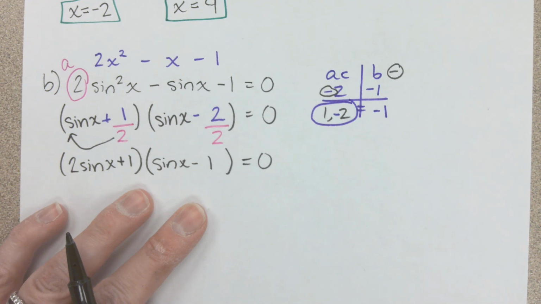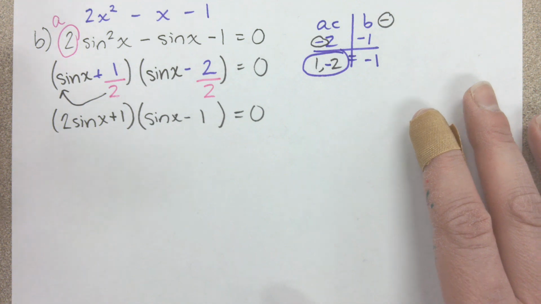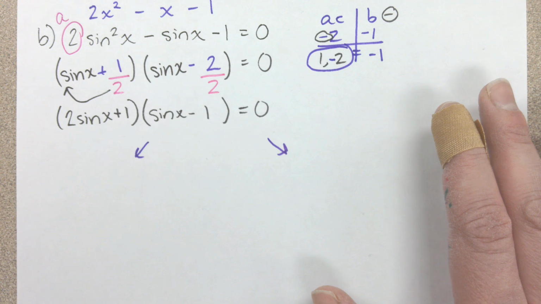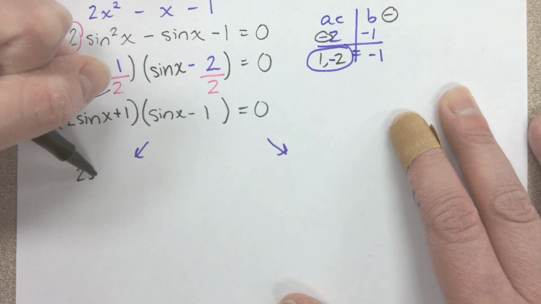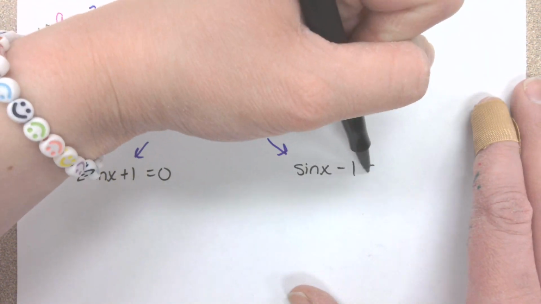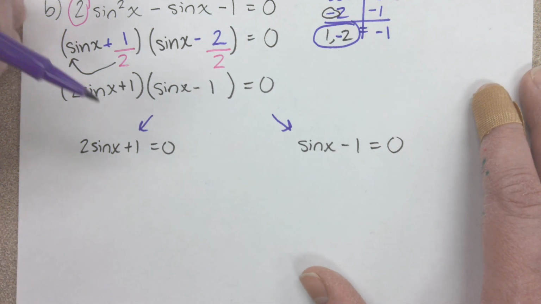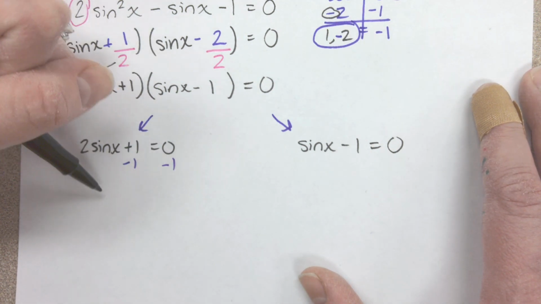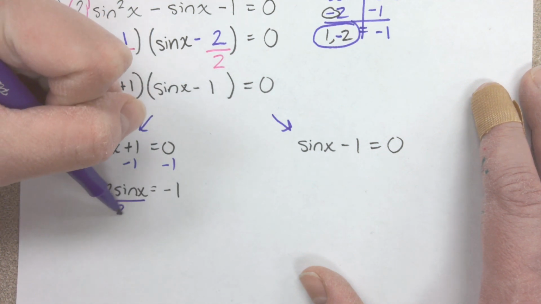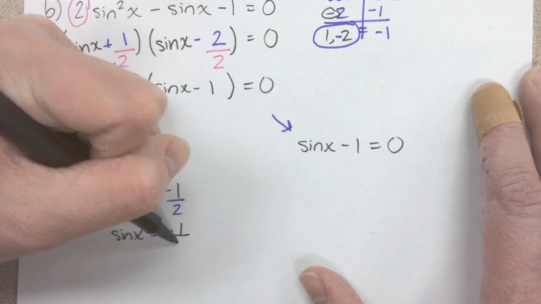All right, this is how it looks when it's factored. Now we can split them up and solve them separately. And I'm going to give myself plenty of space here. We have 2 sine of x plus 1 is equal to 0. And sine of x minus 1 is equal to 0. Solving the left equation first, we'll subtract 1 on both sides. 2 sine of x is equal to -1. Divide both sides by 2. Sine of x is equal to -1/2.